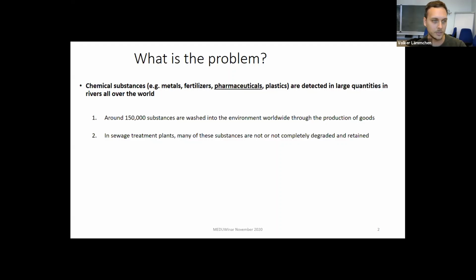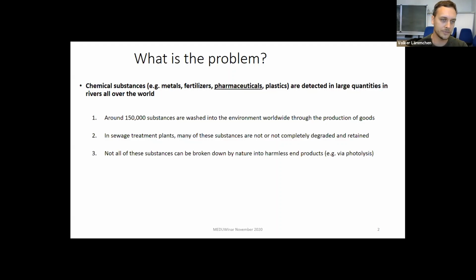And third, not all of these substances can be broken down by nature into harmless end products. For some of them it's possible, for example via photolysis or hydrolysis, to be transformed and converted into harmless end products. But for most of them this can only be done partially, and some of them cannot be degraded at all. So these are the persistent substances. And so we have a general problem of pharmaceuticals or chemical substances coming into our water cycle.